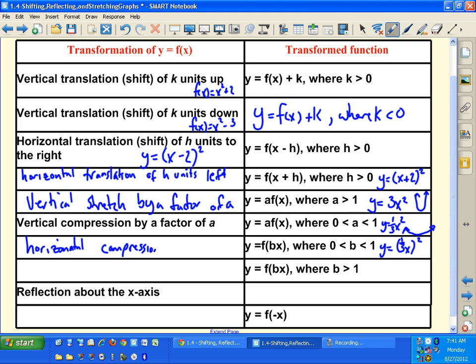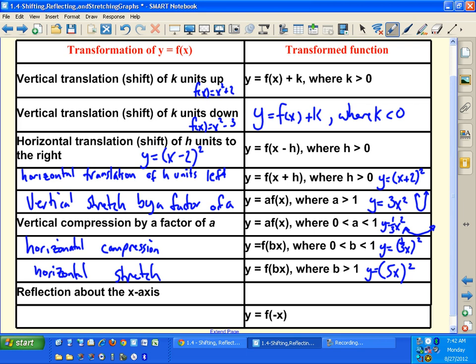So the graph will get pushed together, and it'll look a lot narrower. And then when b is greater than 1, we get a horizontal stretch. And in this case, that would be something like 5x squared. But we'll talk more about these when we deal with trig. That's where these pop up the most.